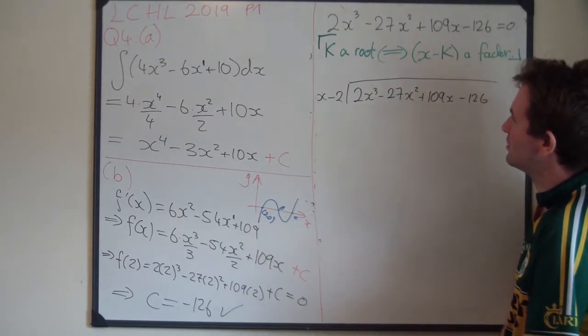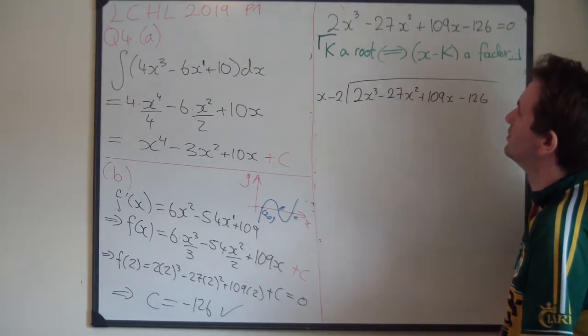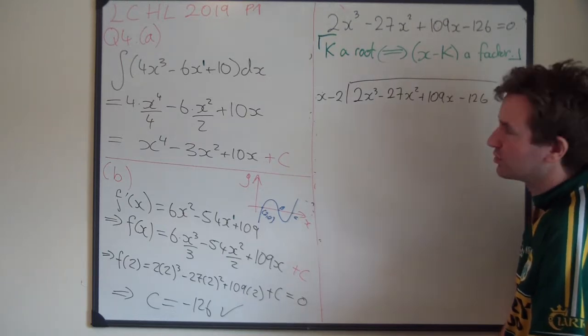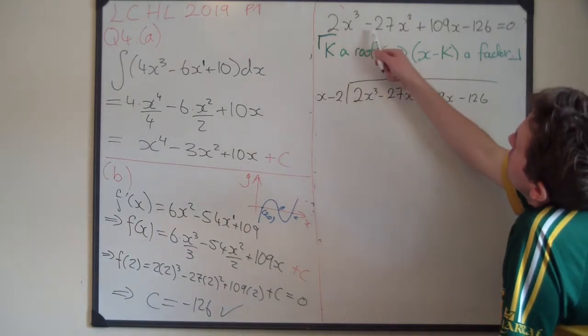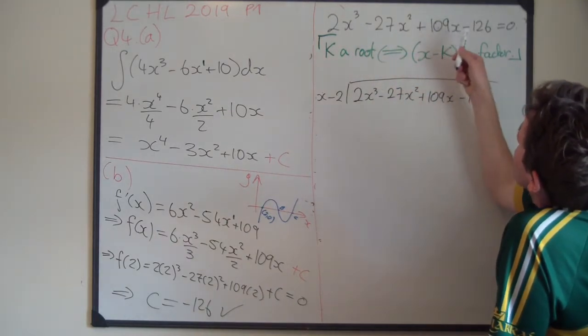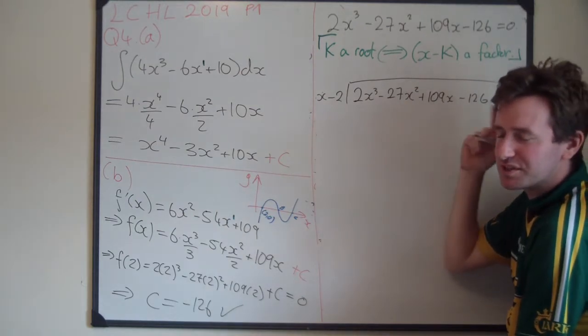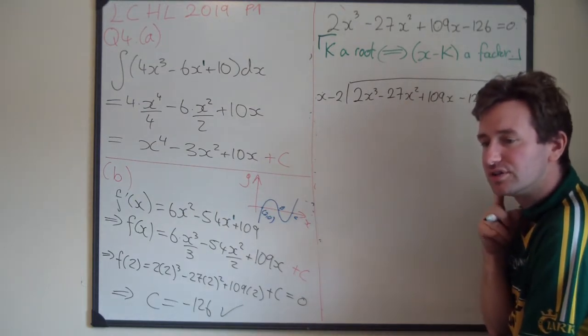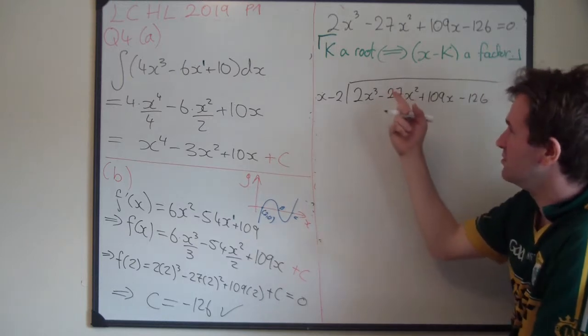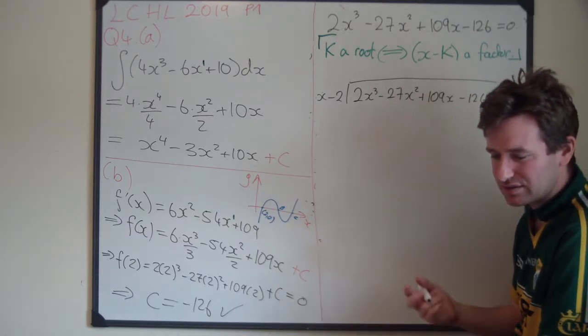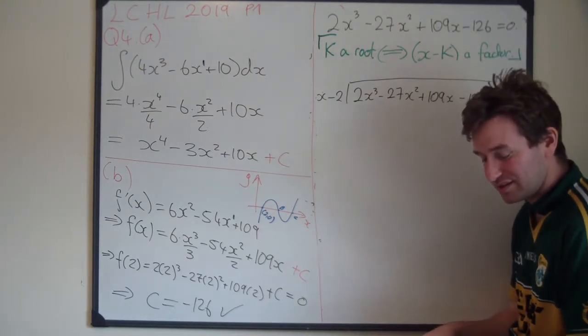I'm contemplating doing this a different way, but I don't think it's particularly easier. So what you could do is you could say that 2x cubed minus 27x squared plus 109x minus 126 is equal to 2 by x minus 2 by x squared plus bx plus c. And you could generate equations in b and c. But maybe we may as well do it like this. It is a little bit mysterious. I would say that probably the attitude you should take to this is that it works.